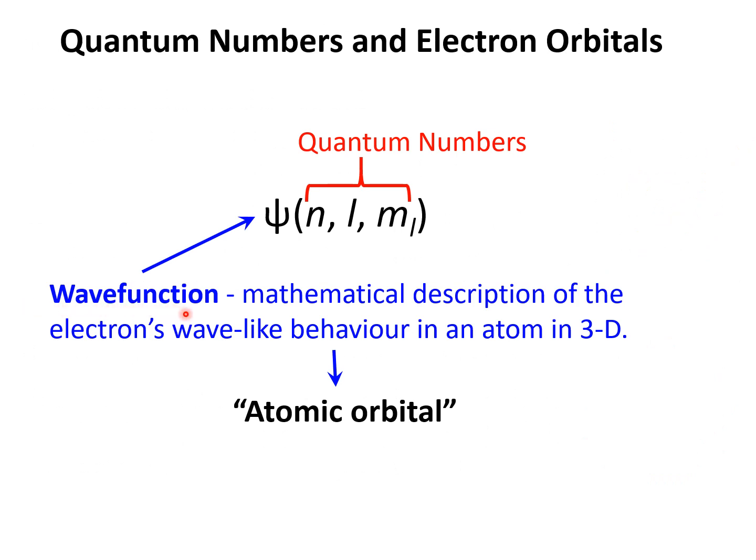Schrödinger introduced the concept of the wave function, which we represent by the Greek symbol psi. And this is a mathematical description of the wave-like behavior of the electron in three-dimensional space. This three-dimensional representation is what we call an atomic orbital and should not be confused with the two-dimensional orbits that we studied in the Bohr model of the atom. These wave functions can be characterized by three specific parameters, n, l, and m, which we call quantum numbers. And we'll learn a little bit more about each of these quantum numbers in the following slides.